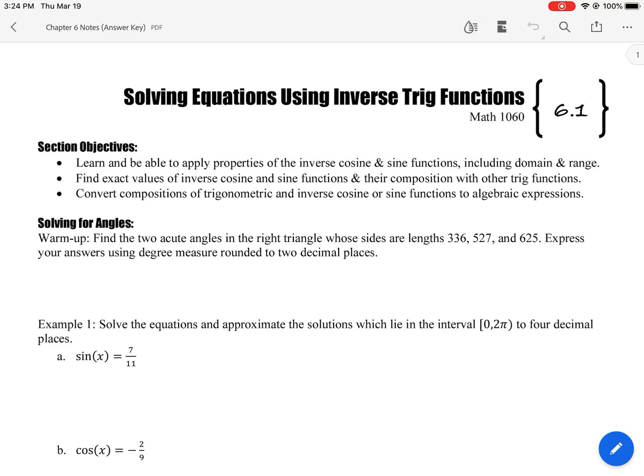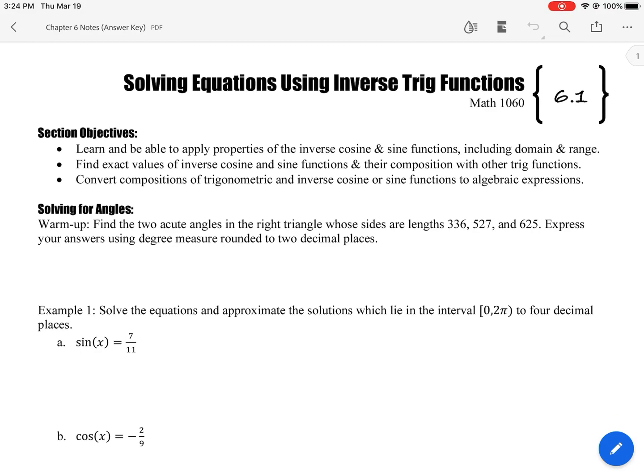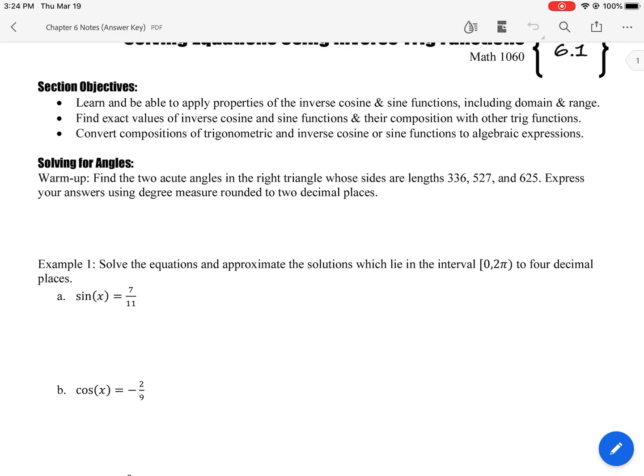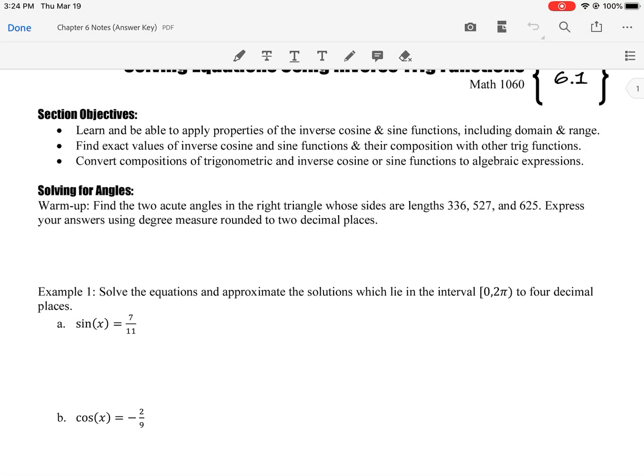Okay, in 6.1, it's having us find these different solutions to inverse trig functions. To warm us up, it says, find two acute angles in our right triangles who have those three side lengths. Express your answer using degree mode measure. So make sure your calculator, if it's not, is in degree for this first part, because we'll want it back in radians for the next. All right, so I like to just draw a right triangle.